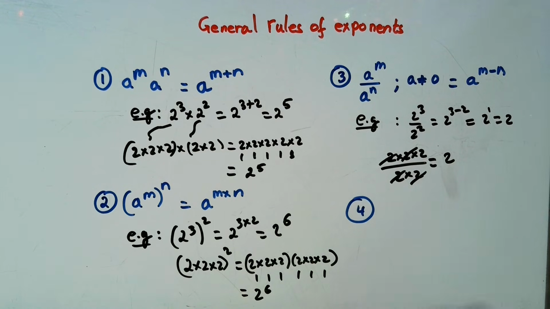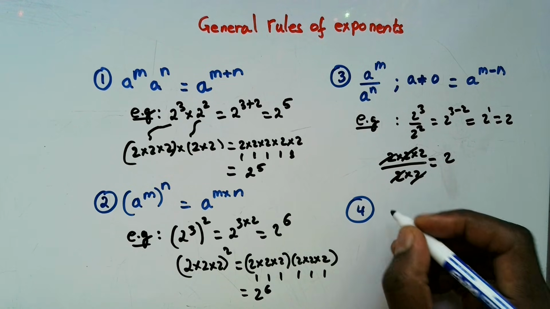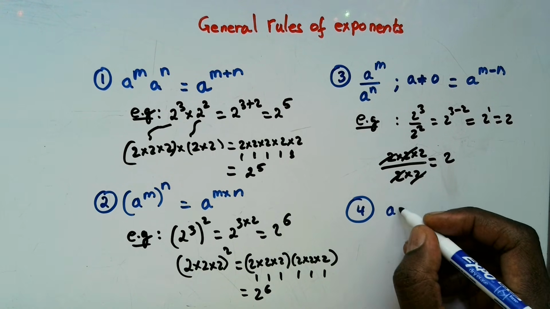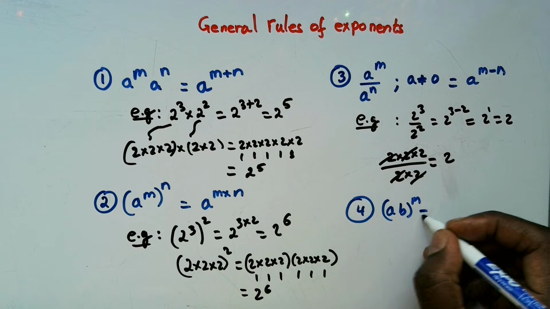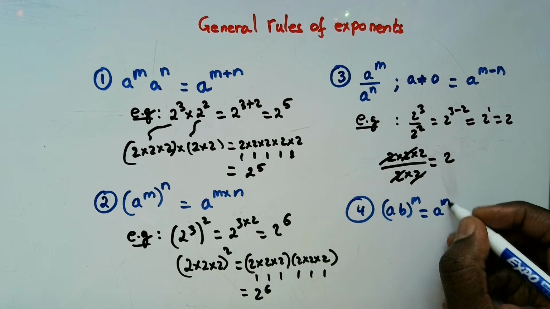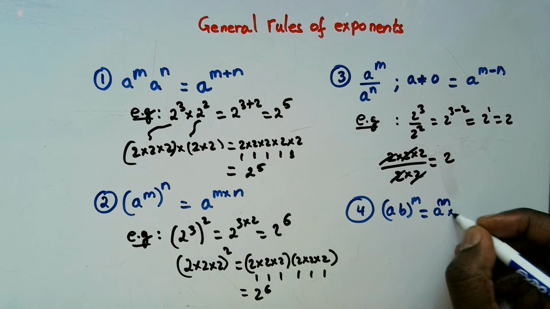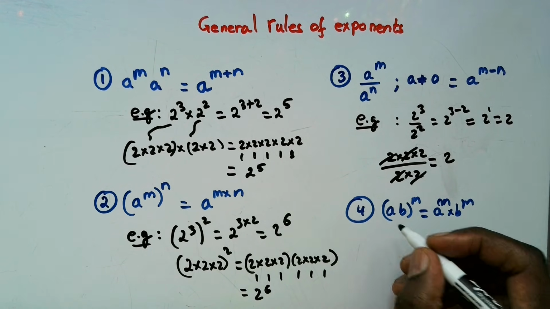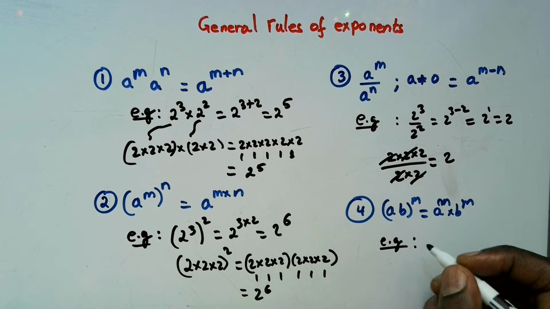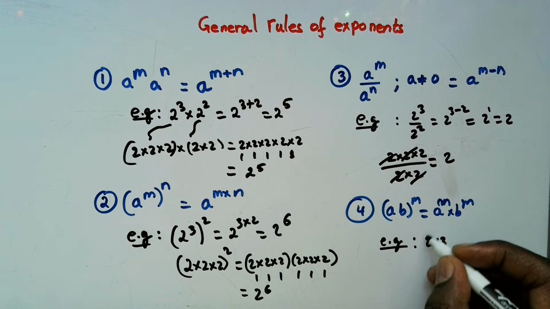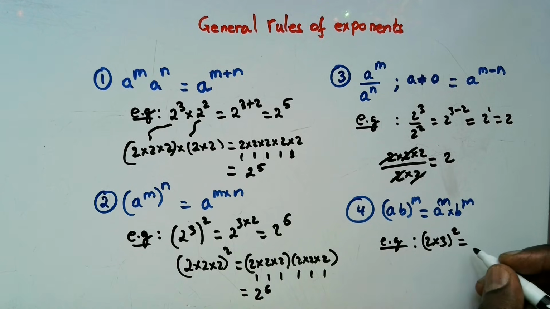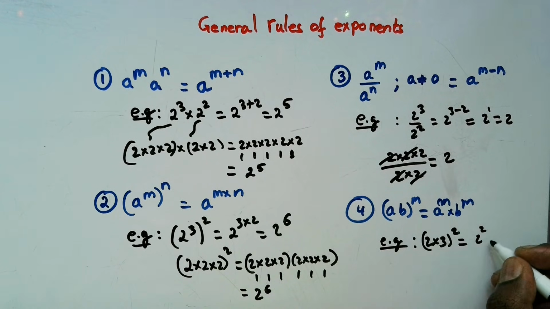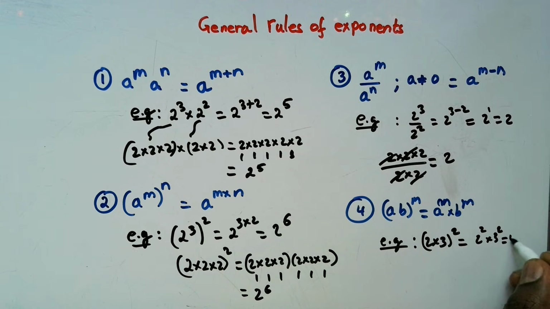The fourth rule is if we have 2 different bases, same power, ab to the power m, then the power will distribute. So it's going to be a to the power m times b to the power m. As an example, we can have maybe 2 times 3, squared, right? So we're saying that it's going to be 2 squared times 3 squared, which is 4 times 9, which is 36.